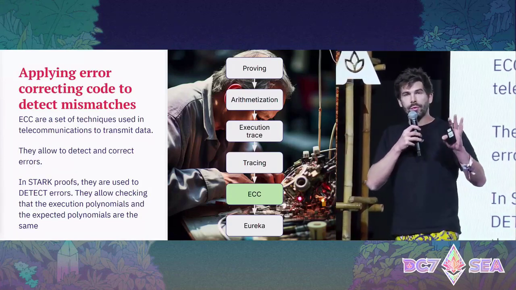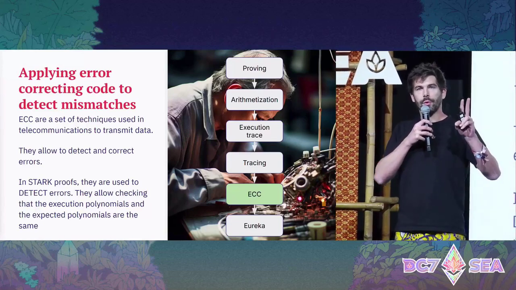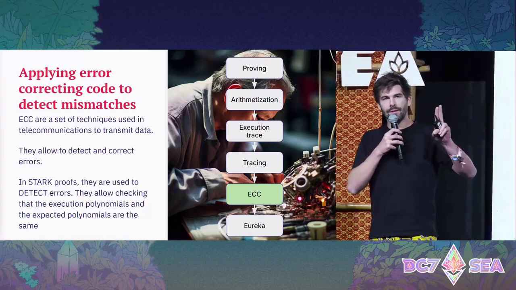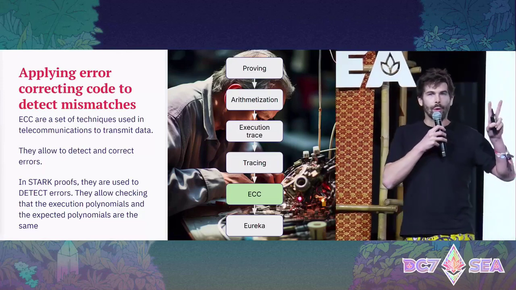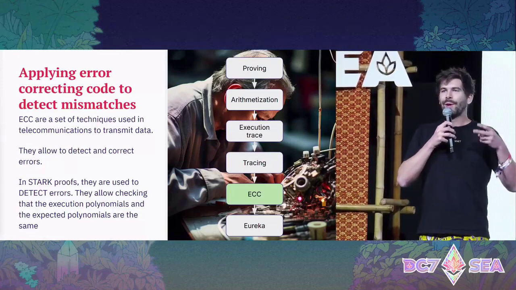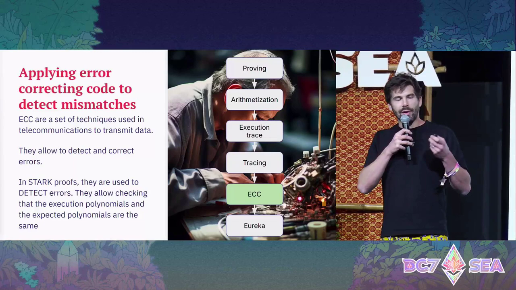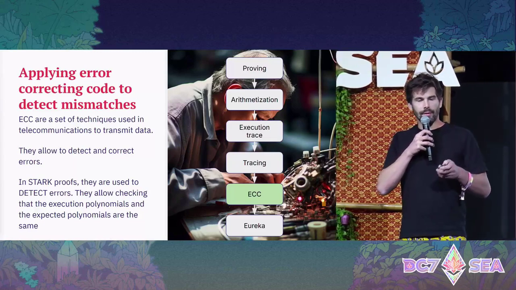So we're using those techniques on those two polynomials to check if the execution polynomial is as close as possible, or the closest way possible, to the expected polynomial. That's how error correction code is used in Stark proof.